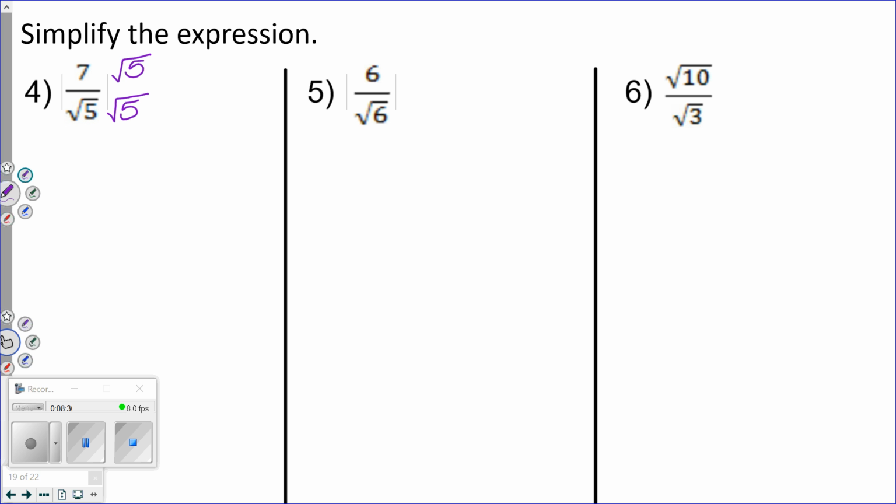Got to be fair if I do it at the top and the bottom both. So on the top, what is 7 times radical 5? 7 radical 5. And on the bottom, radical 5 times radical 5 is radical 25, which is just 5.